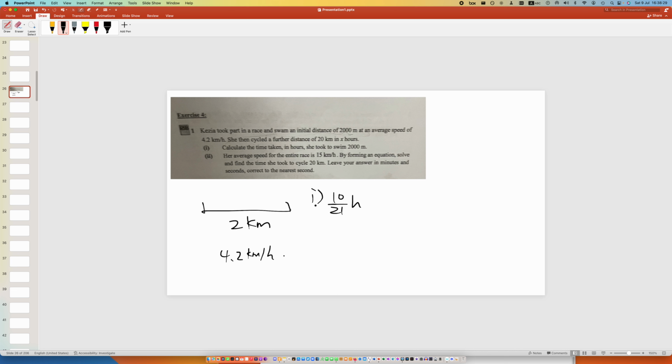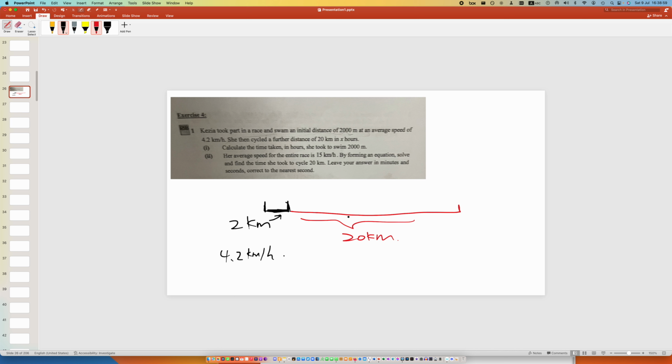Then her average speed for the entire trip. Once you get this answer, which I think is easy, then they say she then cycles a further 20 kilometers. I know it's not very proportional, but I think it's good enough, because it should be 10 times more. It should be 10 times this, because 2 kilometers and 20, right? So just make it more representative.